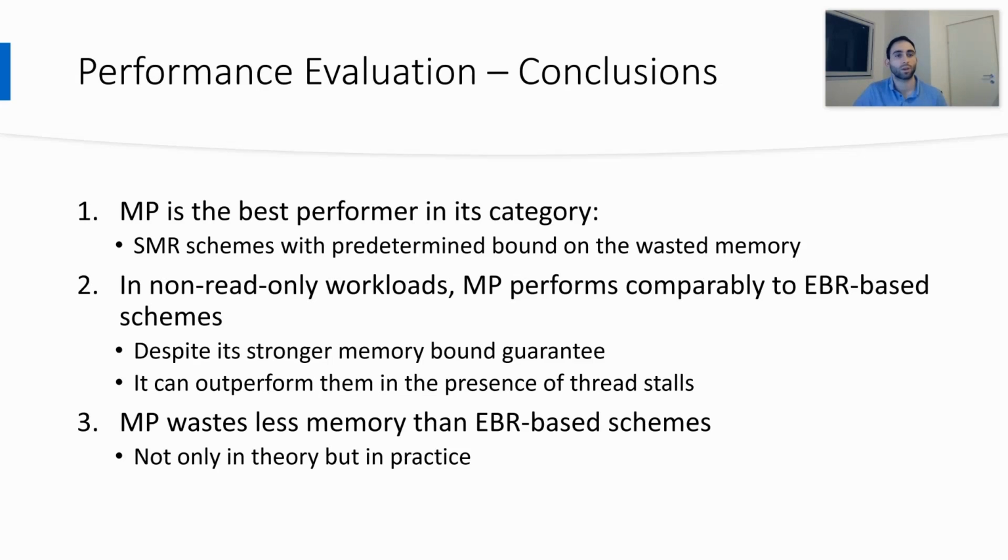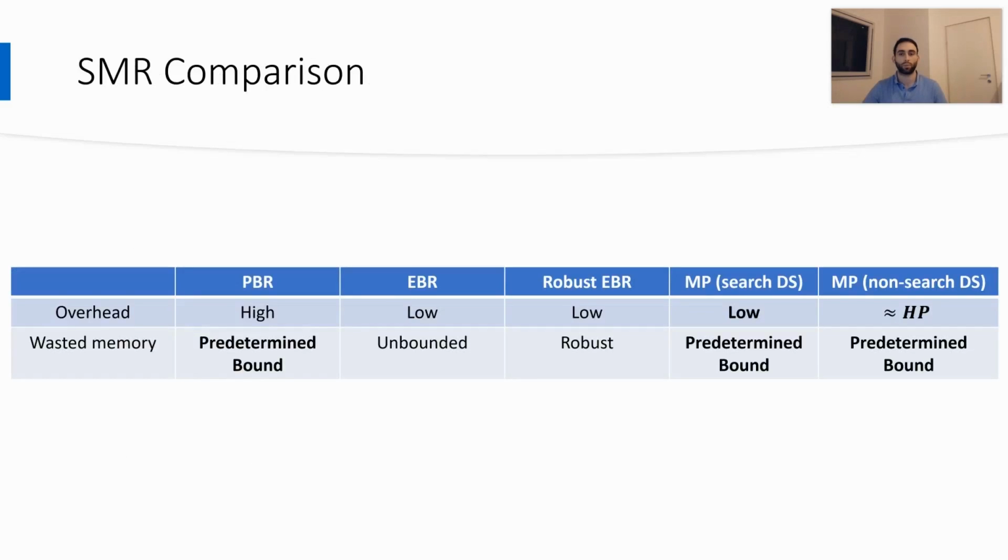So our evaluation takeaways are, first, MP is the best performer in its category. For SMR schemes with a predetermined bound on wasted memory, MP outperforms HP consistently. And second, in non-read-only workloads, MP is comparable to other epoch-based reclamation schemes and even outperforms them in some cases, while still bounding the wasted memory. And last but not least, MP wastes less memory than epoch-based reclamation schemes, not only in theory, but also in practice. Okay, so now we can fill MP in our comparison table.